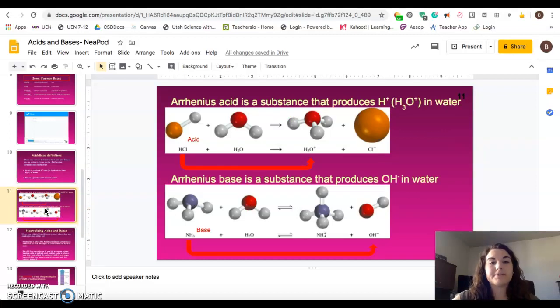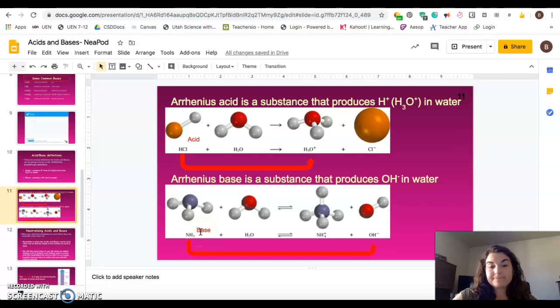So here are two examples. I have HCl and I added H2O to it. Now I'm going to look at the product. My product is H3O plus and Cl minus. So I can see that when I added H2O to it, it made an H3O plus. That tells me that HCl was the acid.